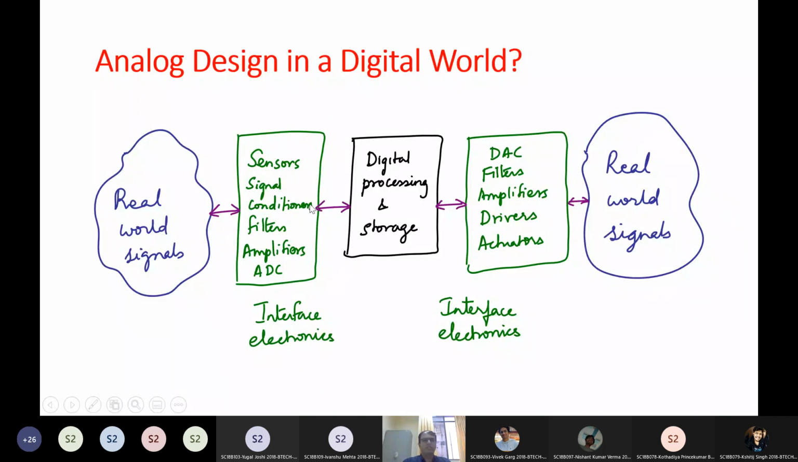So it starts with the sensor, and you have the signal conditioning circuits to work with the sensor. You have filters, you have amplifiers, you have analog to digital converters, and so on. On the other hand, when you want to convert a digital signal to a real world signal, you need to use digital to analog converters, you need to use filters, amplifiers, driver amplifiers, power amplifiers, actuators, all these kinds of things, right? So in this course, we are going to kind of look at the circuits or the building blocks that go into designing these types of circuits, all right?